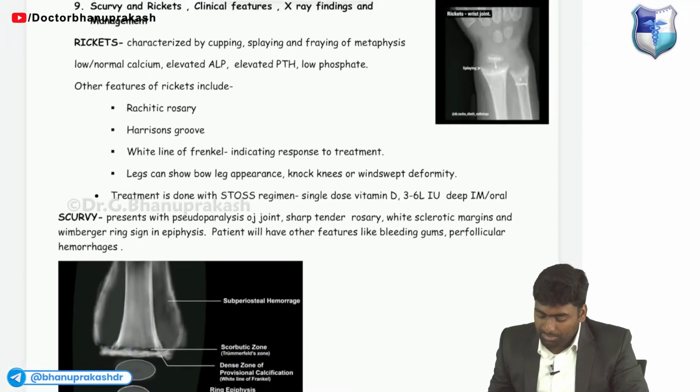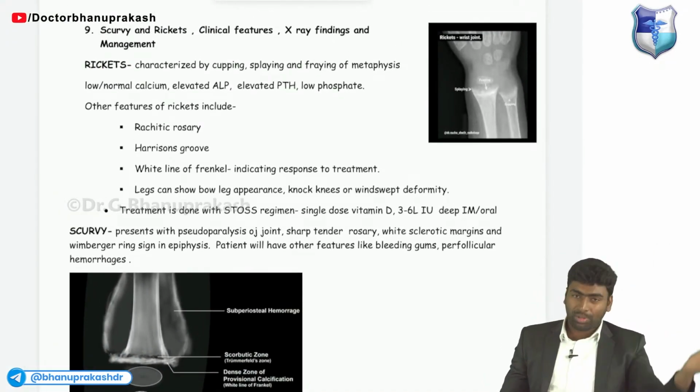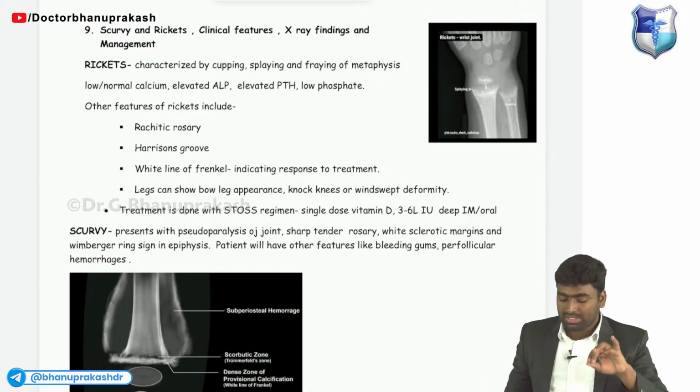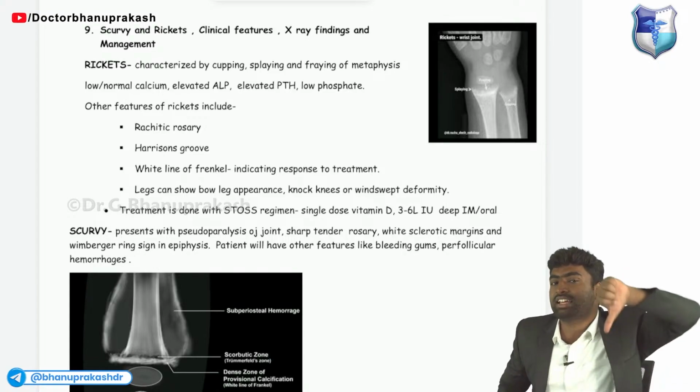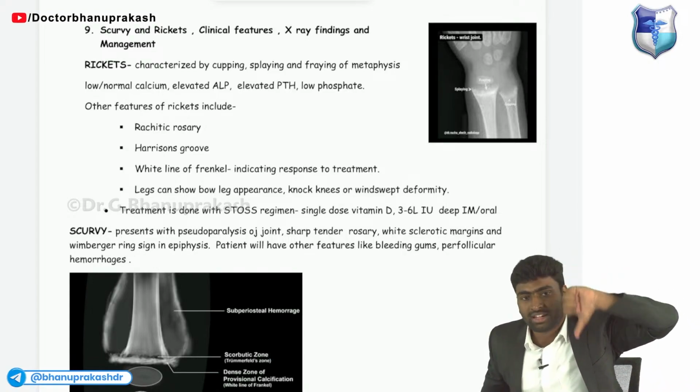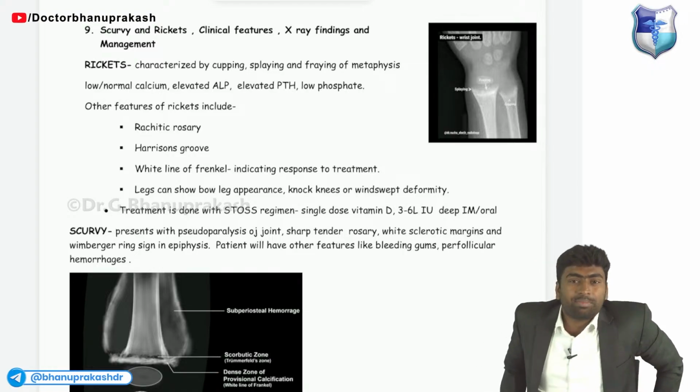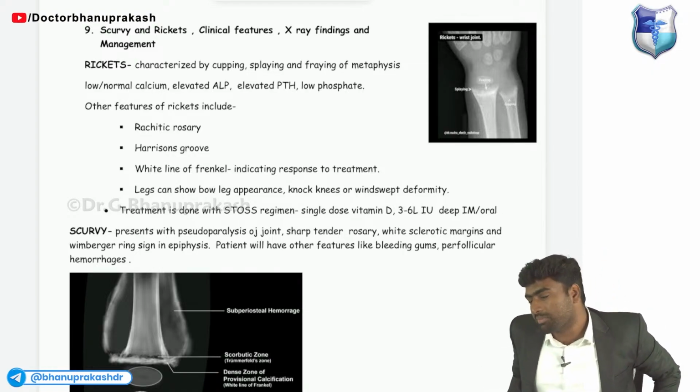Okay, then about these 2 diseases, we studied them in biochemistry as well. First we'll see rickets. Rickets is due to decreased calcium, and because of this, bone formation will be impaired.